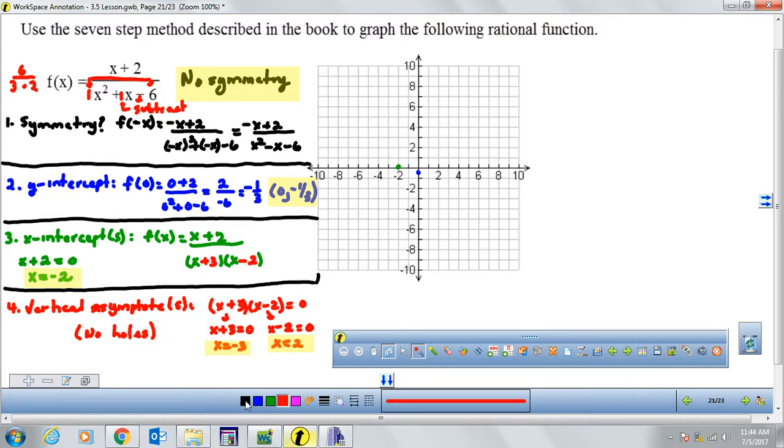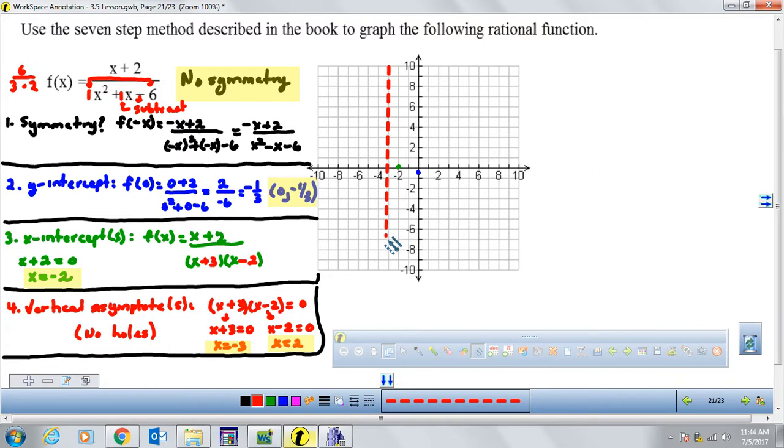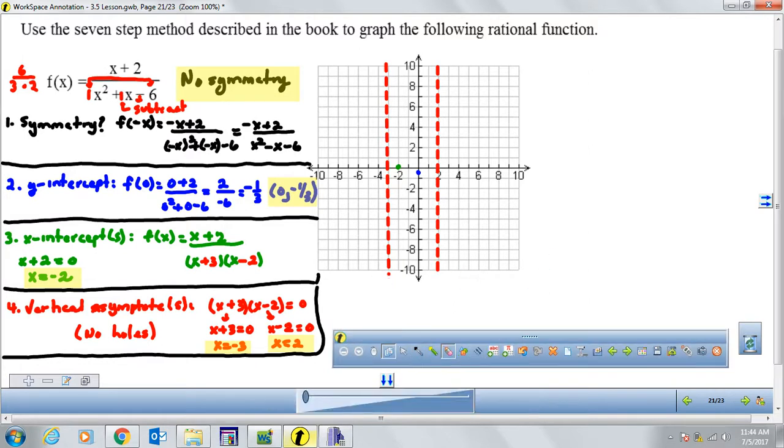So those are my vertical asymptotes, meaning that the graph is going to slant vertically once it gets close to these lines, to these numbers. So we're going to have a vertical asymptote at -3 right here. The graph is going to slant vertically upward or downward once it gets close to that line. So let me make it more exact. And it's going to slant vertically upward or downward once it gets close to x equals 2 right here.